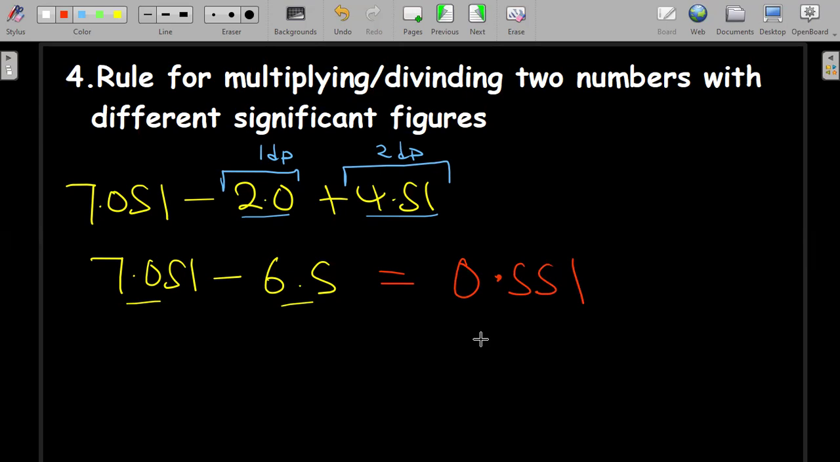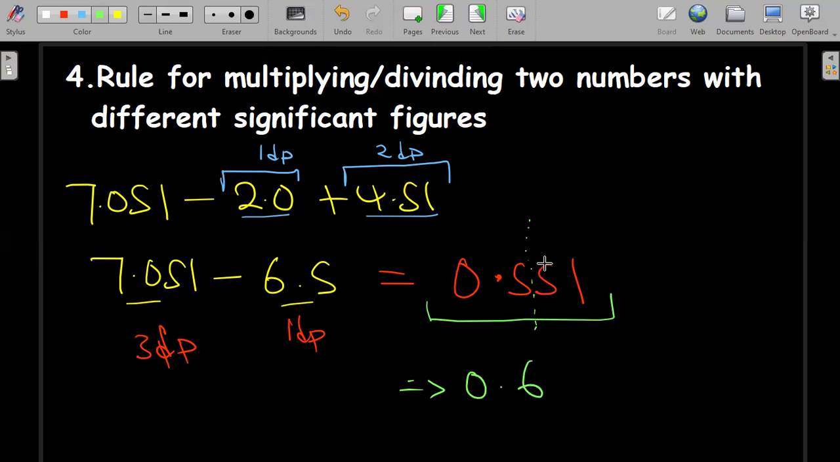Remember, the final answer should have the same number of decimal places as the number that had the least number of decimal places. So this one here has one decimal place, and this one here has three decimal places. So we have to make this number have one decimal place. We're going to round it off from here. When we round it off, we get 0.6, because this 5 here will add a 1 to this 5.